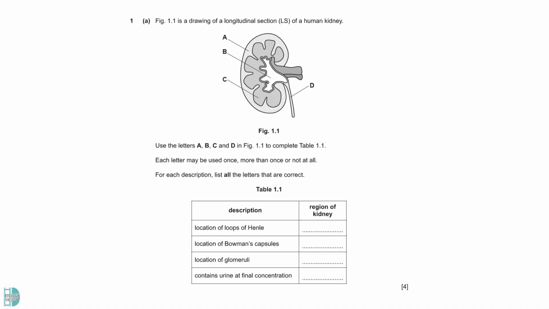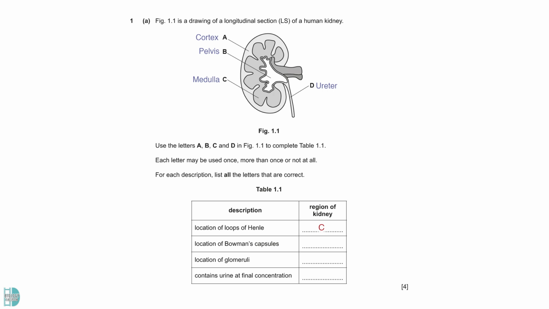Figure 1.1 is a drawing of a longitudinal section of a human kidney. A is the cortex, B is the pelvis, C is the medulla, and D is the ureter. The loop of Henle is in the medulla, so the answer is C.